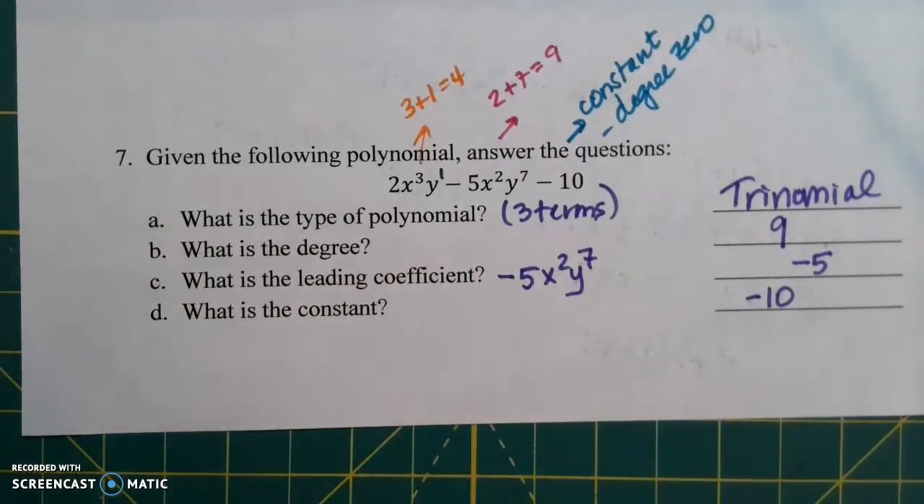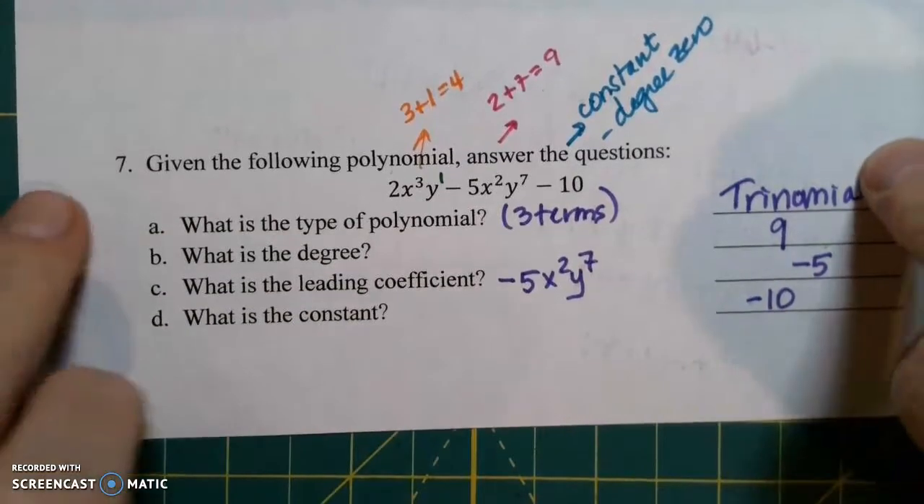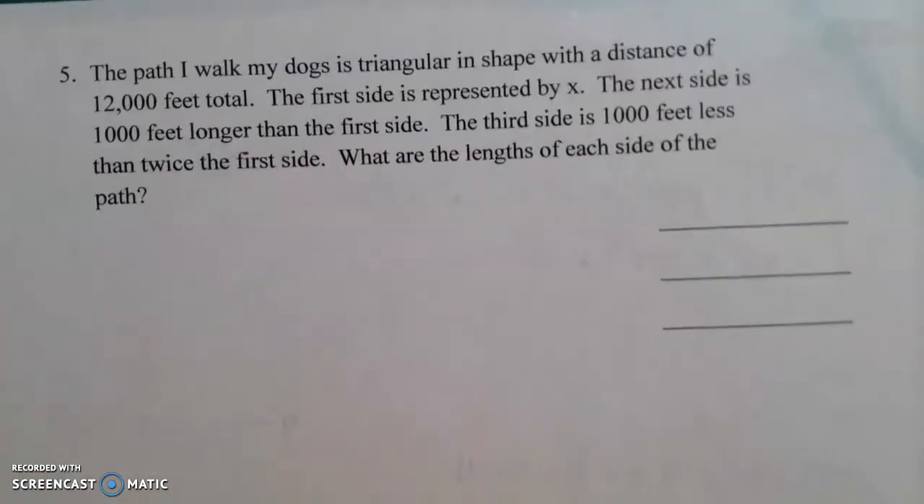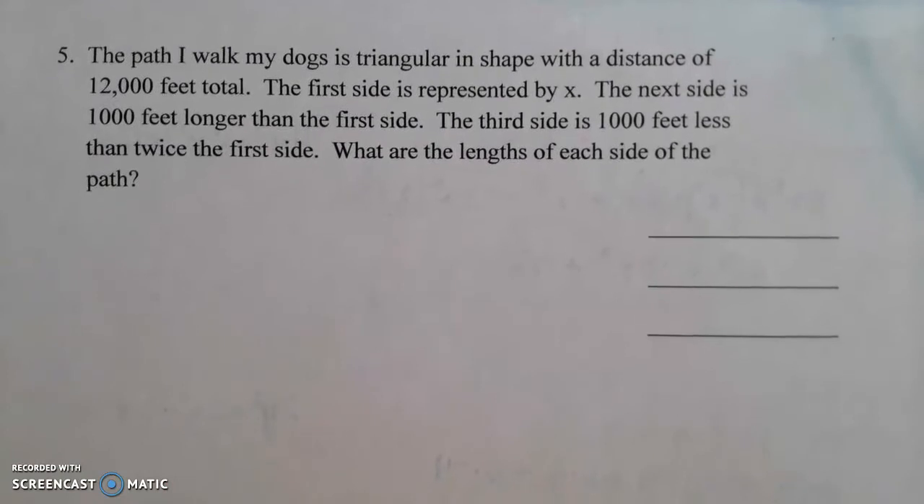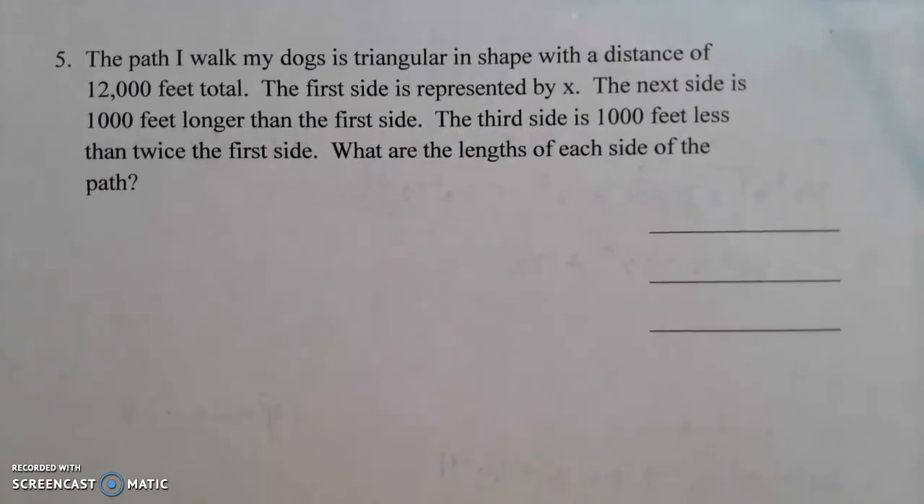All right, now we're going to go back up to the top of this page and look at number 5. So, the path I walk my dogs is triangular in shape with a distance of 12,000 feet total. The first side is represented by X. The next side is 1,000 feet longer than the first side. The third side is 1,000 feet less than twice the first side. What are the lengths of each side of the path?